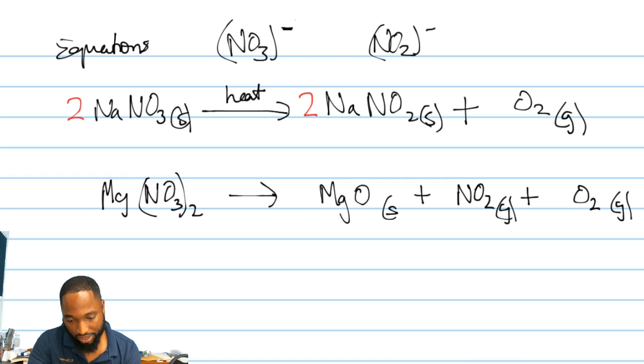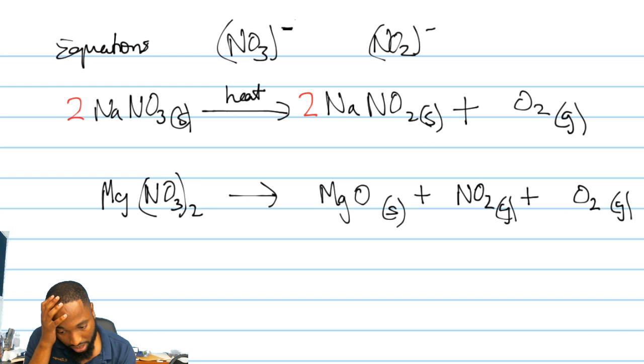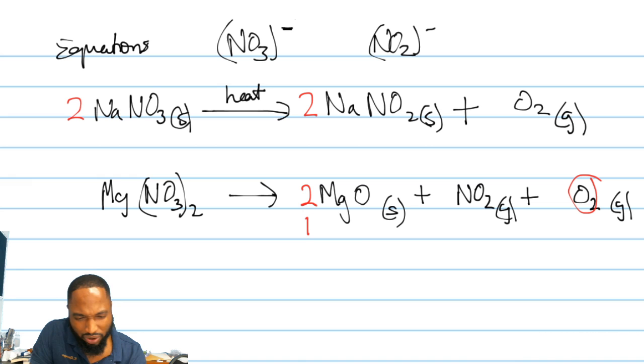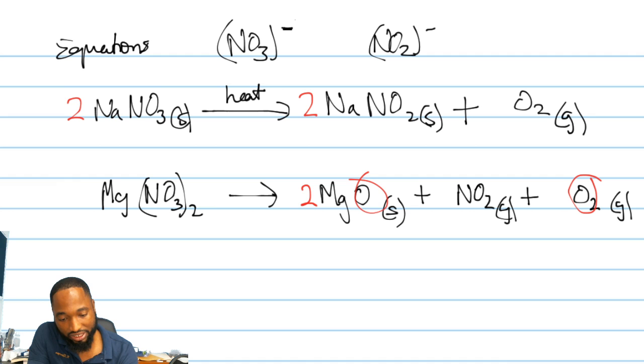So there's a balancing trick here. Last time we were watching the oxygen. Let me see what we can do now. We've seen 6 oxygen, 1, 2, 3, 4, 5. To start off, I had to change that to an even number. So this could only be 2, 4. This has to be even because this side is even. So 2 there. So now if I have 2 magnesium here.